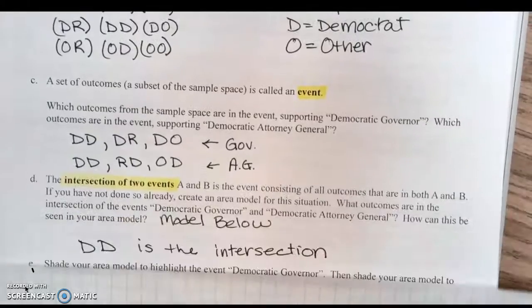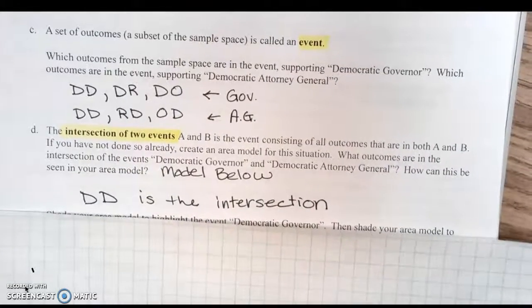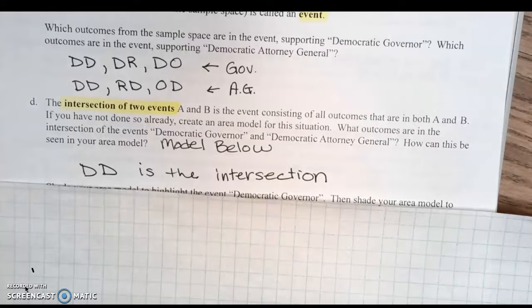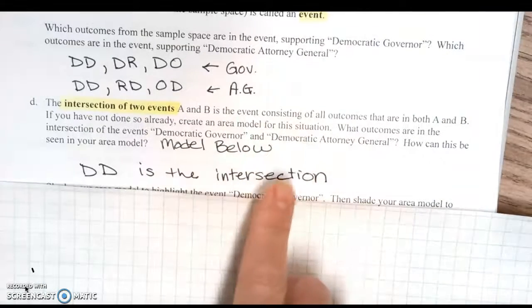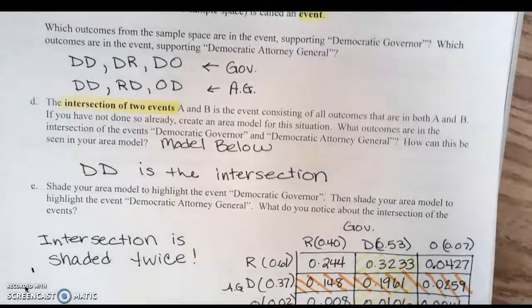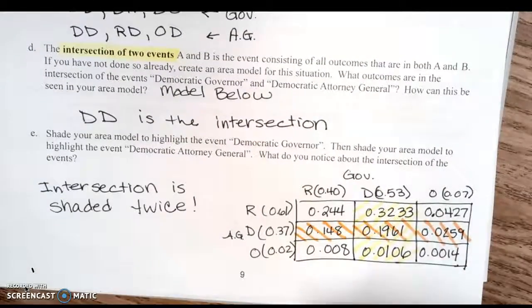Okay, awesome. Part D says the intersection of two events, A and B, is the event consisting of all outcomes that are in both A and B. If you have not done so already, create an area model for this situation. What outcomes are in the intersection of the events, Democratic governor and Democratic Attorney General? How can this be seen in the area model? So they didn't give much space for the area model here, so I drew it below in the lower right-hand corner where there was more space.